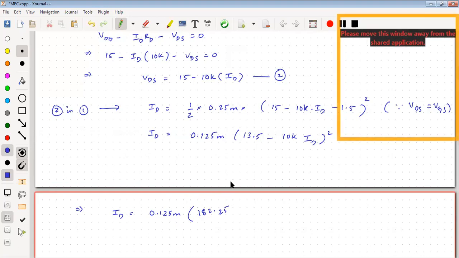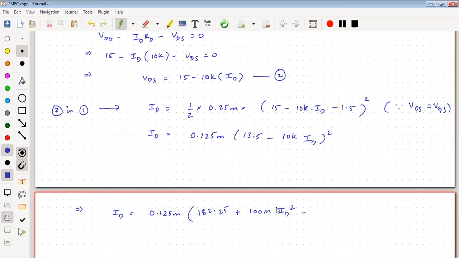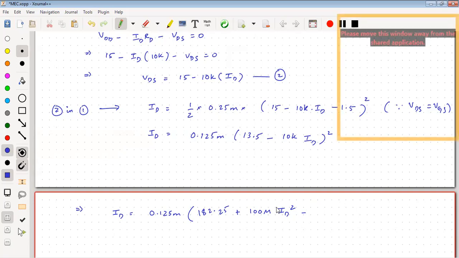5 plus 10k square, so that's 100 milli square, minus 2 into 13.5 into 10k. 13.5 into 10k into 270 into I. Okay, solve it again further.